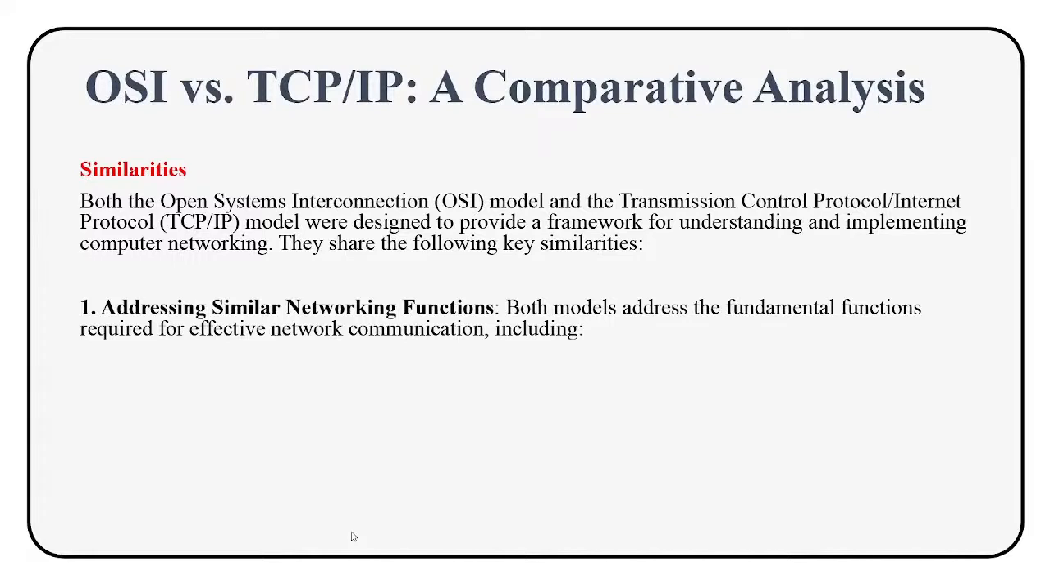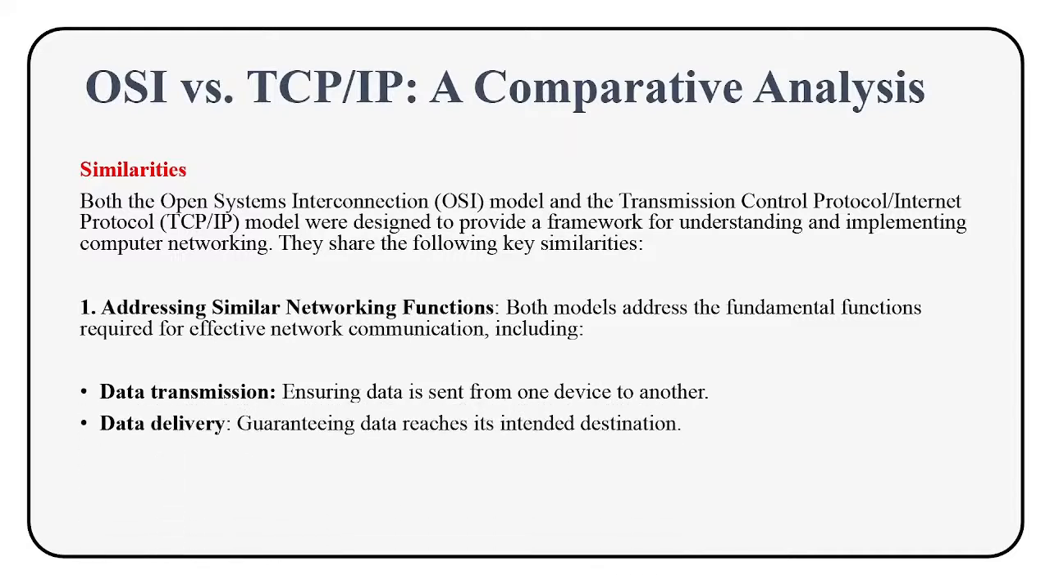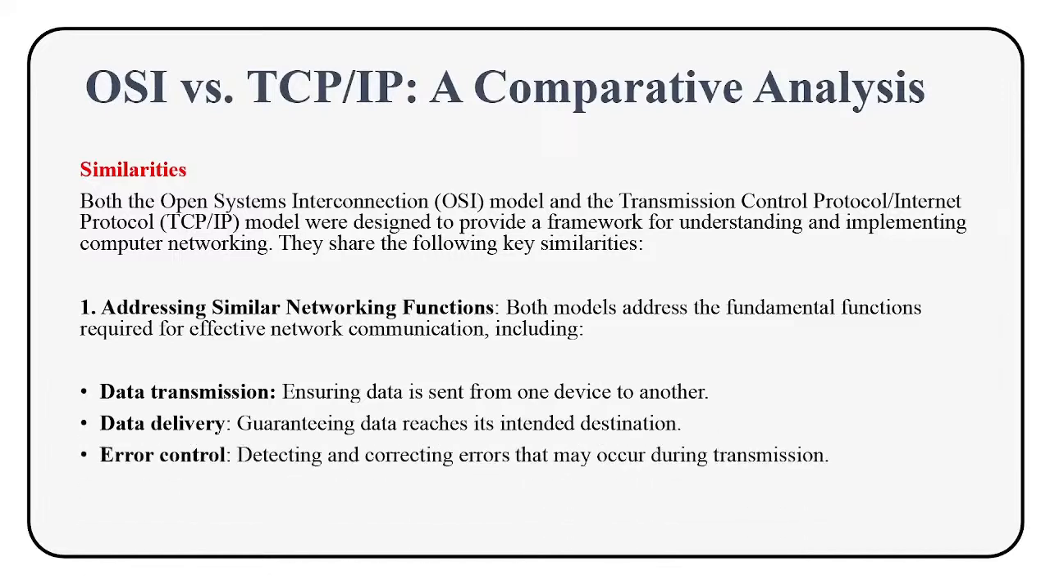So simply, both are built for the understanding of the network, so that they actually deliver effective network communication. Then the second functionality is data transmission, so it ensures the data is sent from one device to another. And data delivery, guaranteeing that the data reaches its intended destination, is also necessary. Then error control, detecting and correcting errors that may occur during the transmission.